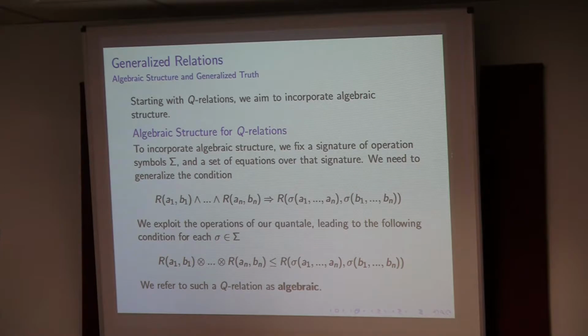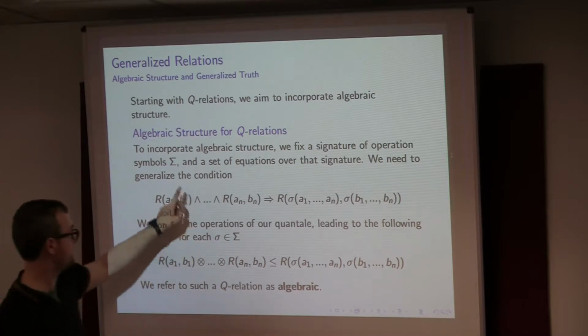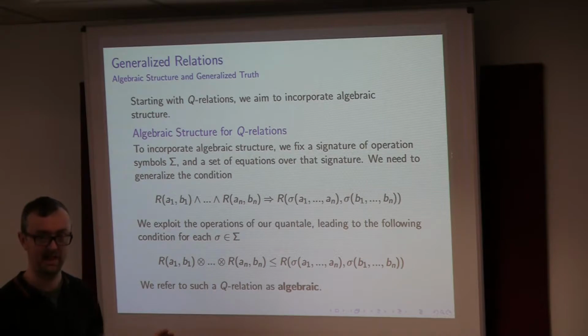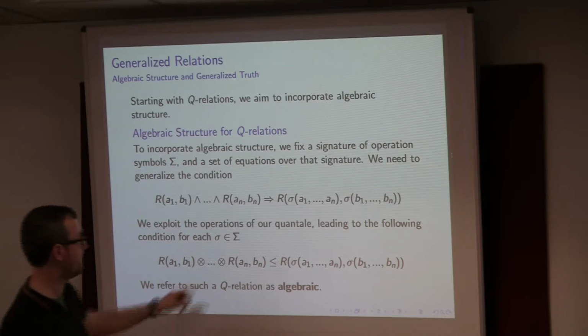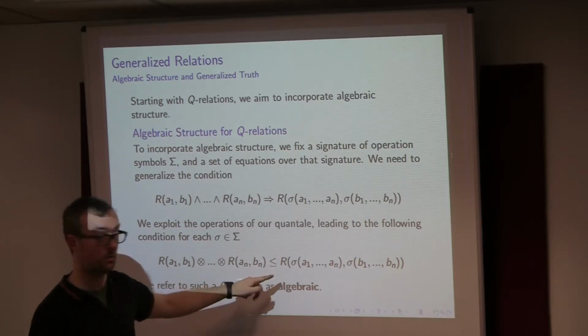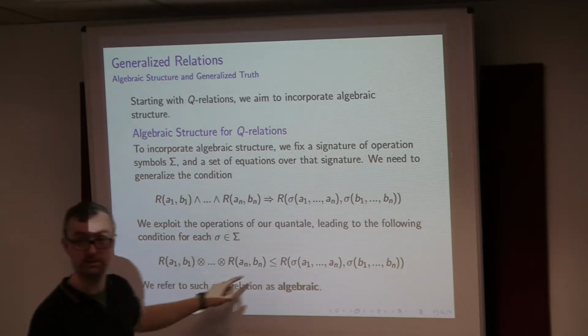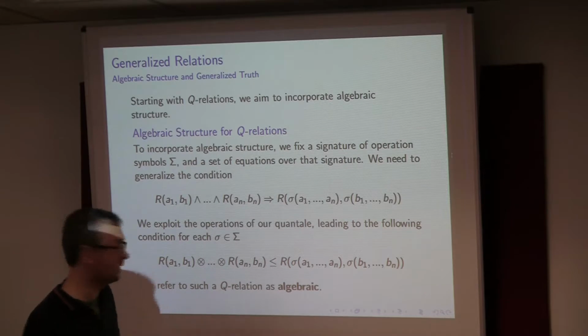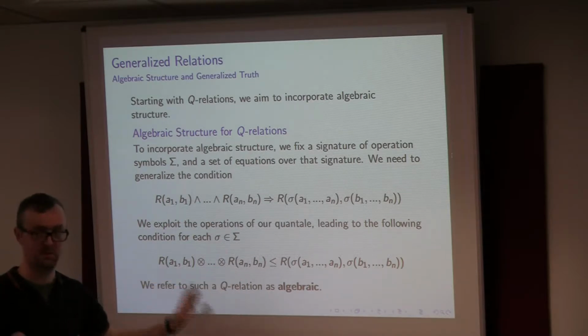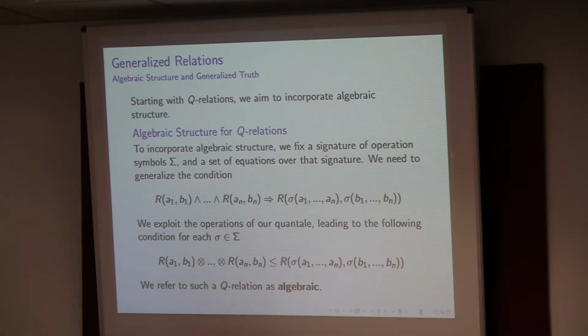So how do we generalize that to an arbitrary quantile? We just sort of follow our nose effectively. Instead of having ands, we're going to have to stick in tensors here. That's kind of our analog of conjunction. And then this implication has got to go as well, so we're going to use the order structure on our quantile in order to give ourselves the condition that we hope will capture the algebraic phenomenon sensibly. So we're going to refer to these as algebraic Q relations if we need a name for these things.